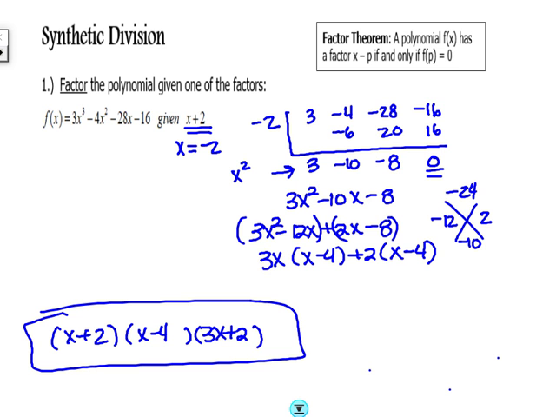The biggest mistake people make on this is forgetting about the freebie. So always make sure you include that as part of your final answer.